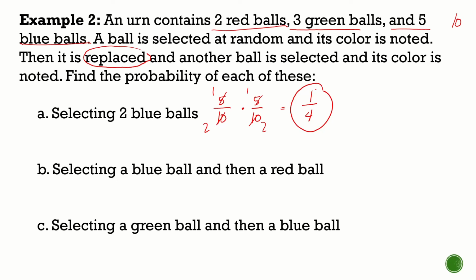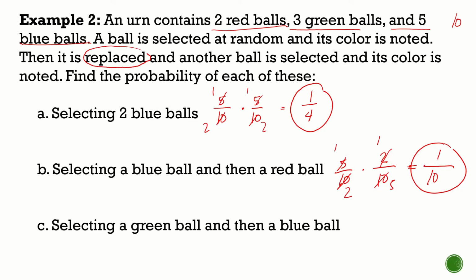Selecting a blue ball and a red ball. So blue ball, how many blue balls do we have? So that's 5/10. The denominator does not change for the second trial. And we want to have a red ball, so it's 2. Okay, equals. So this is 1/5. This is 1/2. So 1 times 1 is 1, 2 times 5 is equal to 10. So that's 10%.